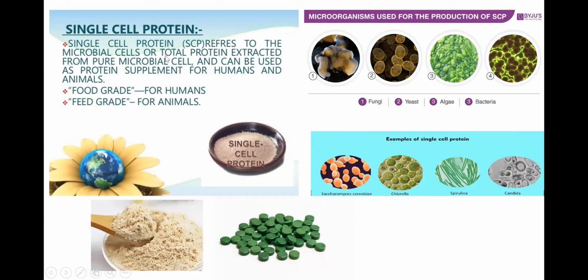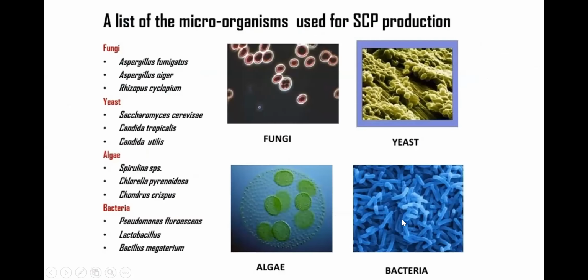For SCP, if it is for animal feed grade, the production hygiene level and also the process will not be as strict as the one for human. Yeah, so for the one for food grade for human, the entire processing cost will be at least 10 times more expensive.